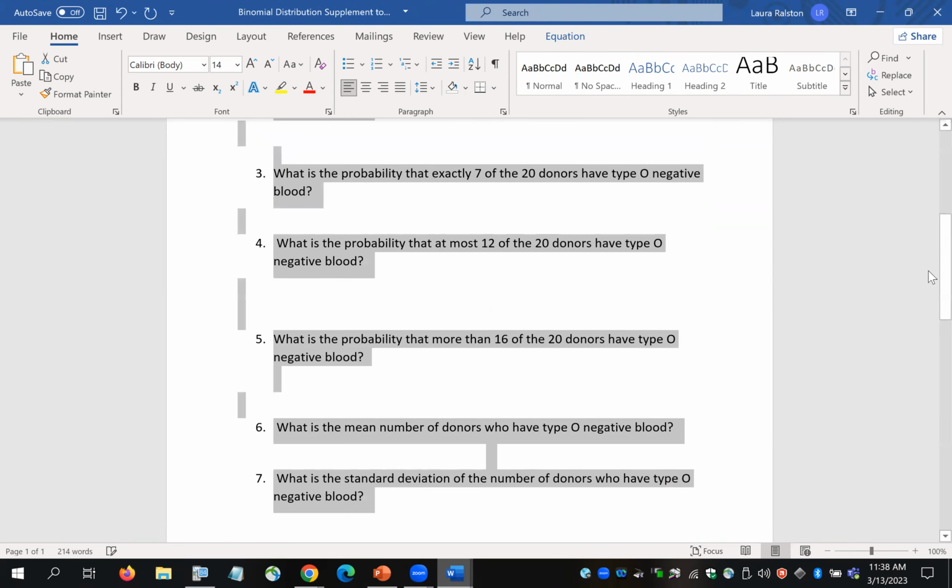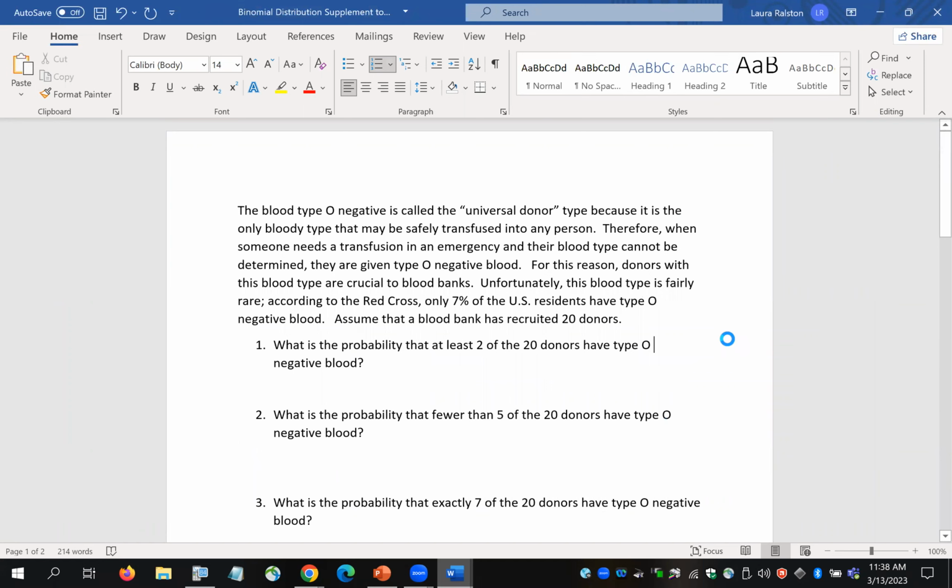All right, this question says, the blood type O negative is called the universal donor type because it is the only blood type that may be safely transfused into any person. Therefore, when someone needs a transfusion in an emergency and their blood type cannot be determined, they are given type O negative blood. For this reason, donors with this blood type are crucial to blood banks. Unfortunately, this blood type is fairly rare.